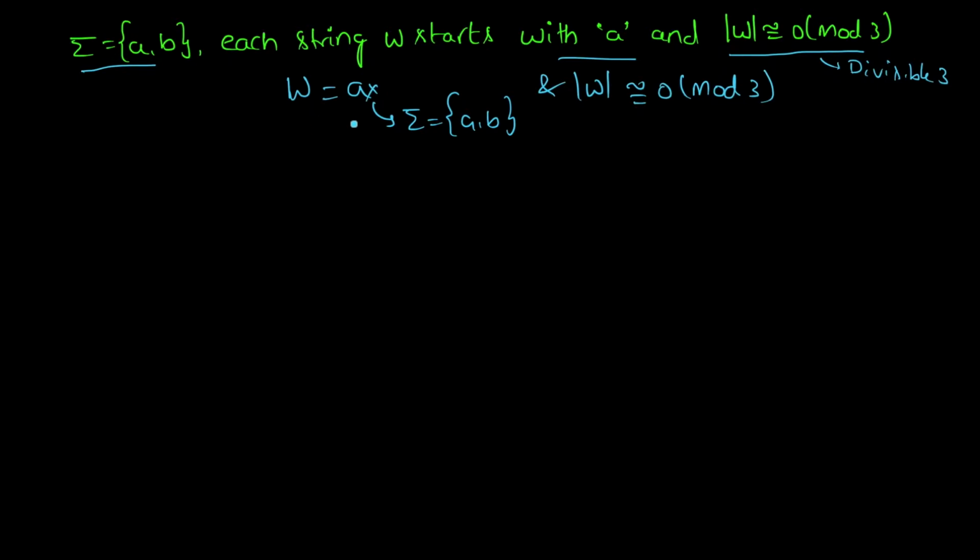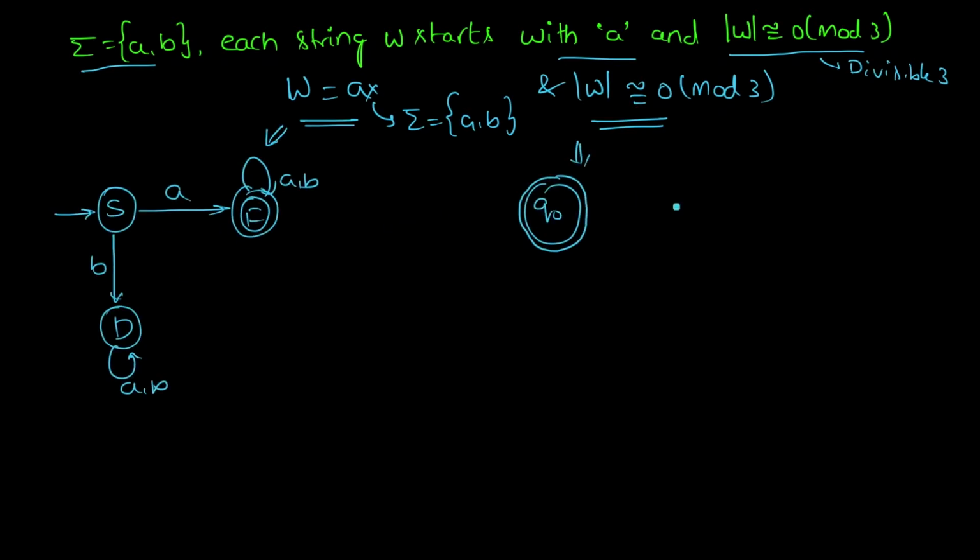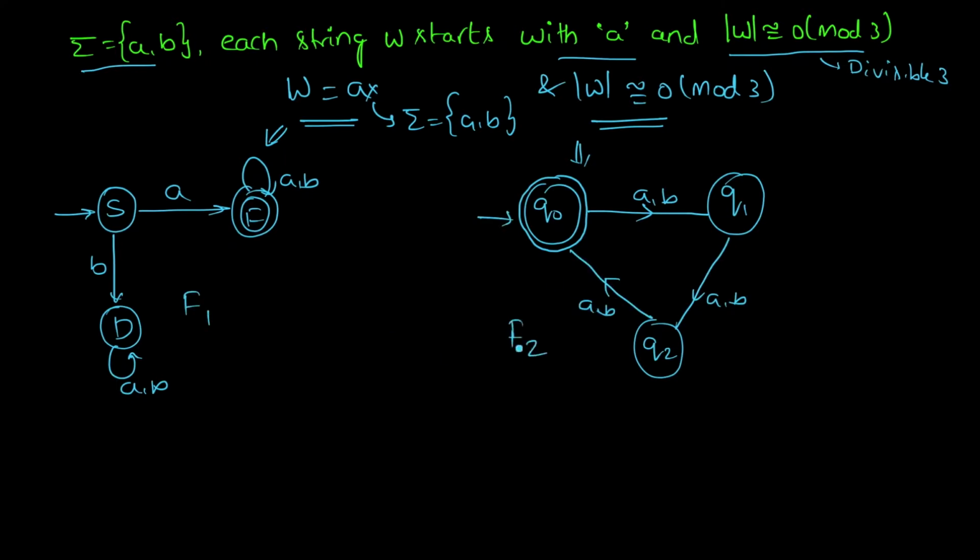Right? We have seen this question. We have seen how to construct a DFA for strings starting with a, and we have also seen how to construct a DFA for strings having length divisible by 3. Let's quickly draw these DFAs for each of these languages. Now we have two finite automata, F1 and F2. This is language 1 and this is language 2. F1 corresponds to L1 and F2 corresponds to L2.